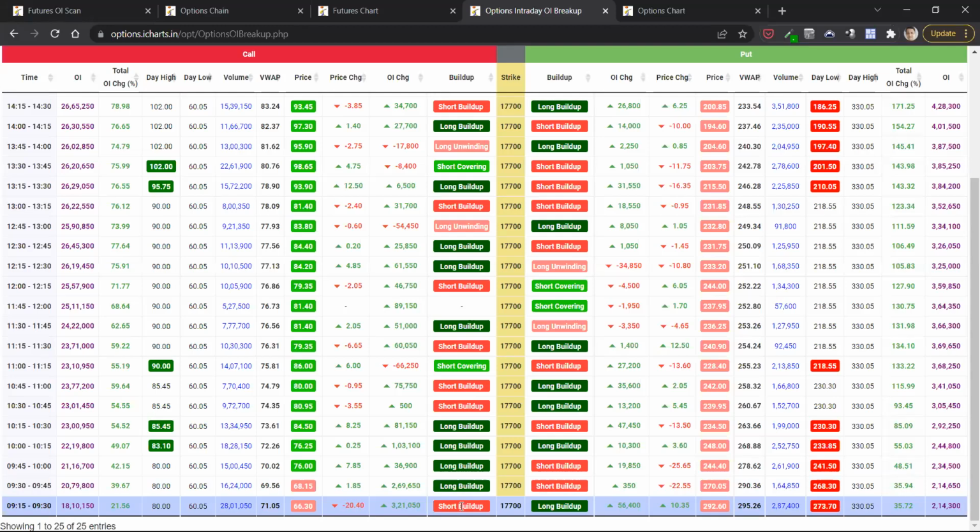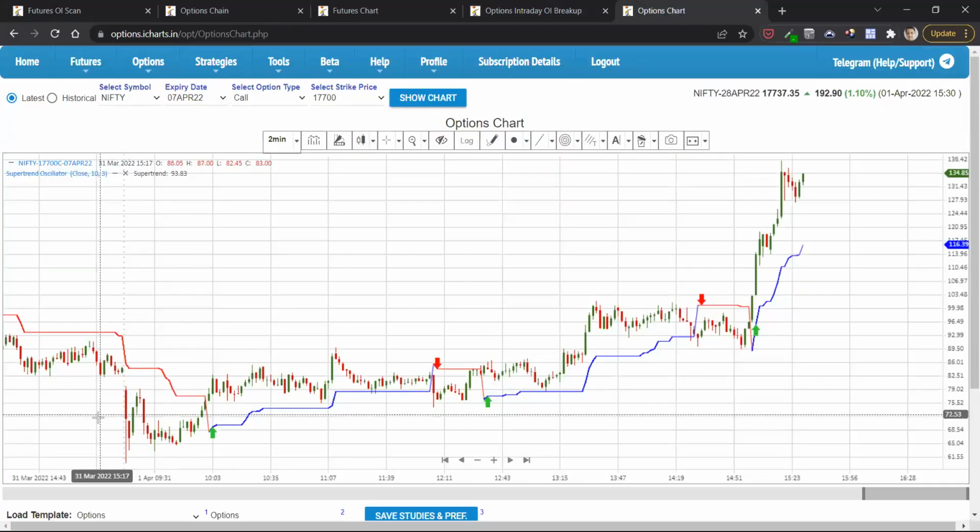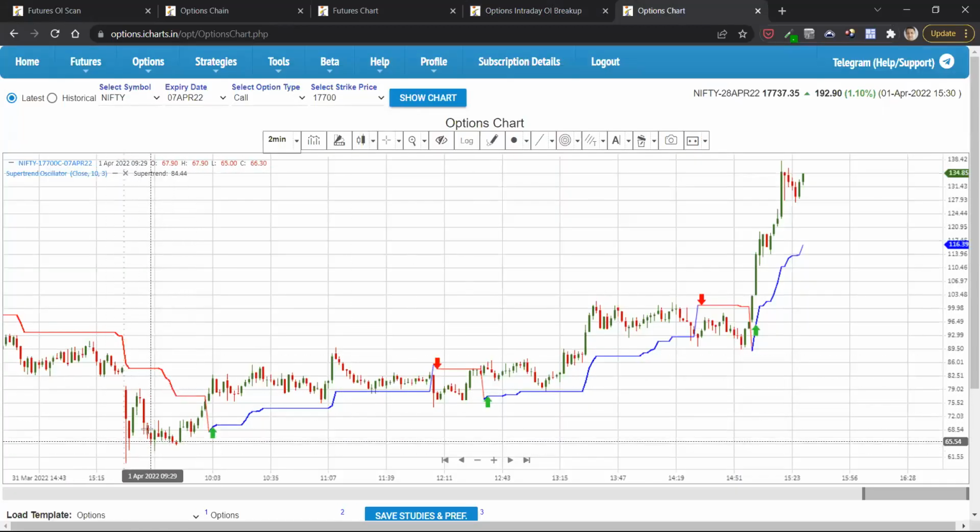A trend bias signal. This is not a straight away signal to go and buy this option or short this call option and buy a put option. But this just tells you that there is short buildup on the call side and long buildup on the put side. So you go and take a look and see if you want to short this option.